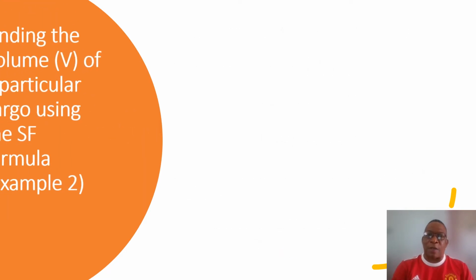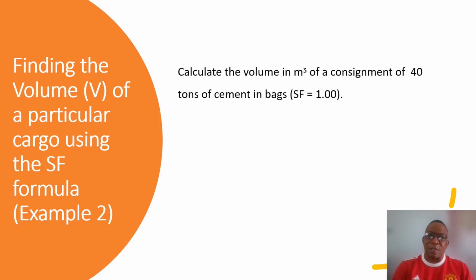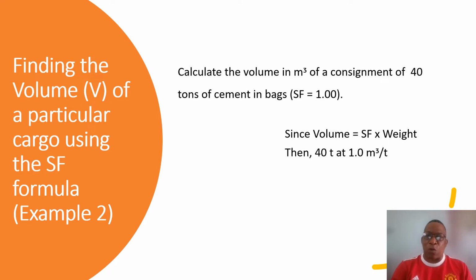Now let us look at another example. We are given the information, want to find the volume in cubic meters, and the consignment is 40 tons of cement in bags with a stowage factor of 1.00 cubic meters per ton. We already know that volume is equal to stowage factor times weight. Therefore, 40 tons at 1.0 cubic meters per ton would be equal to 40 times 1, equal to 40 cubic meters.